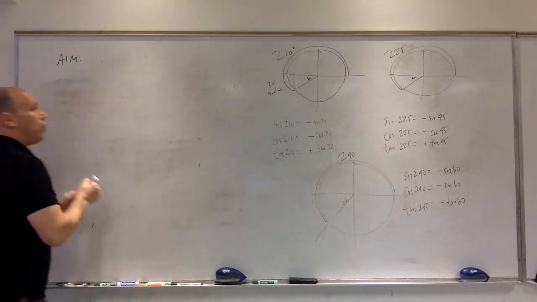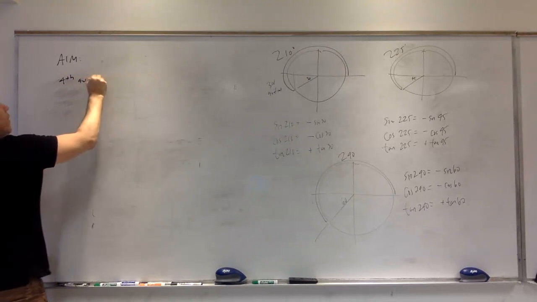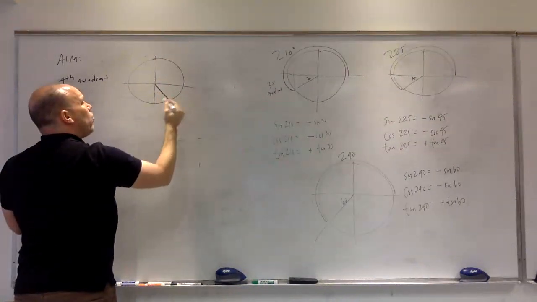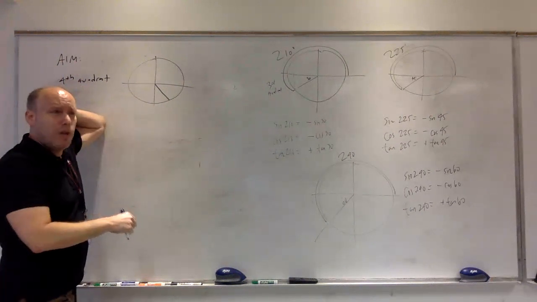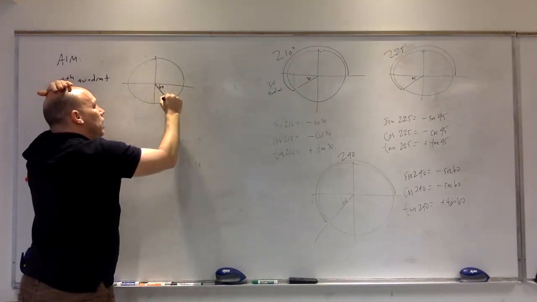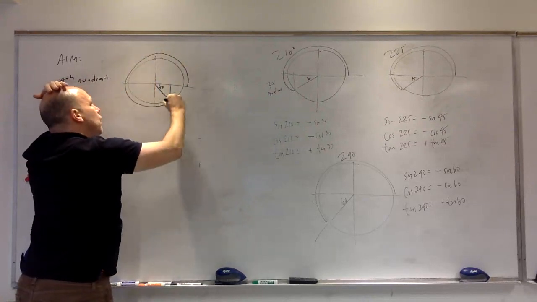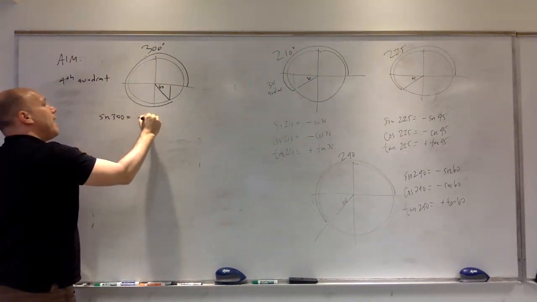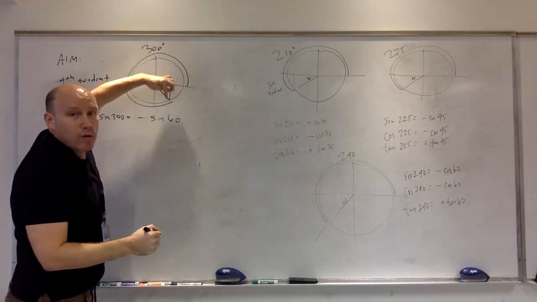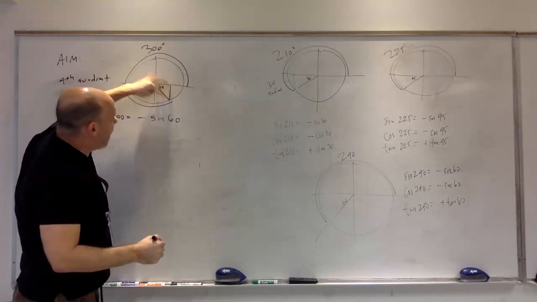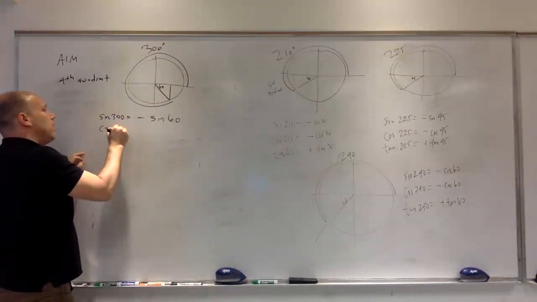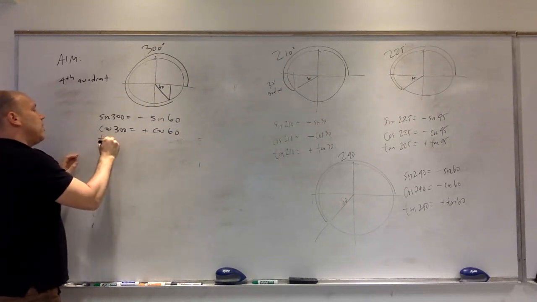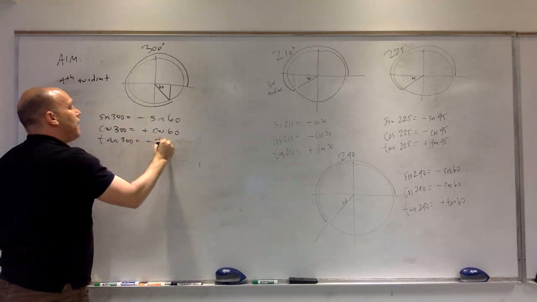Okay, let's try the fourth quadrant. Let's see, I have a unit circle. I want a reference angle of, what should we start with first? Let's start with 60. So what is this rotation? This is 300. So the sine of 300 is equal to negative sine of 60 because it goes down. This is a directed distance, it's negative. The cosine of 300, well, it's going to the right, so it's positive. And then the tangent of 300 is equal to negative tan of 60.